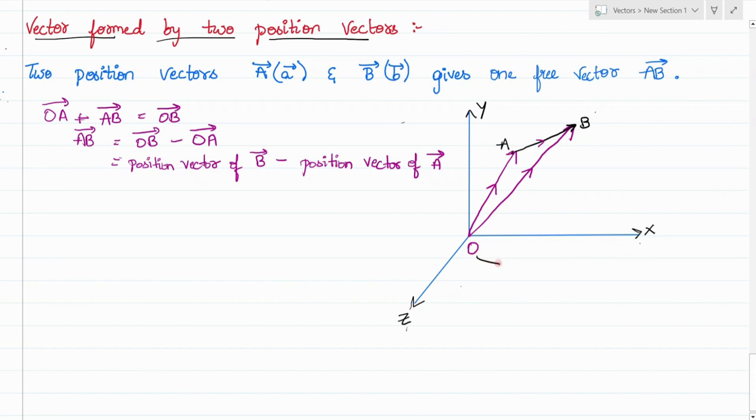So basically here O acts as the reference point to find any position vector. So according to this, two vectors are given, A and B, which give one free vector, that is AB. So we can write it as AB is nothing but B minus A: the position vector of the terminating point minus the position vector of the initial point.